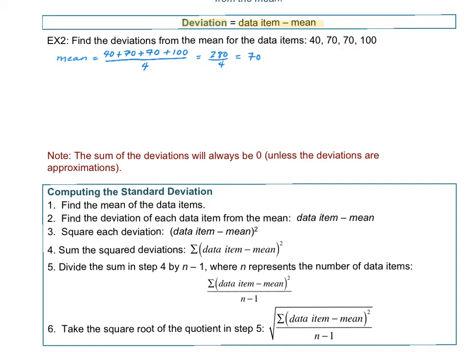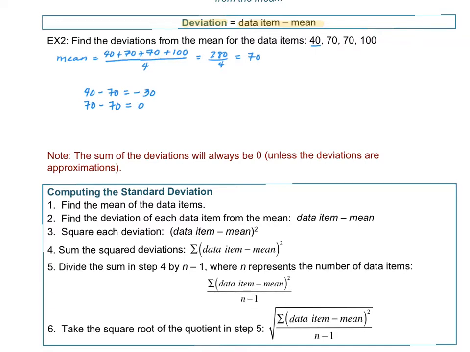Now that I have the mean, I can compute the deviations. A deviation is a subtraction, which means the order matters. The data item has to come first. So for the data item of 40, the deviation is 40 minus the mean of 70, and this deviation is going to be a negative 30. So the deviations can be negative, they can be positive, they can also be 0. For 70, when I subtract the mean of 70, I get a deviation of 0.